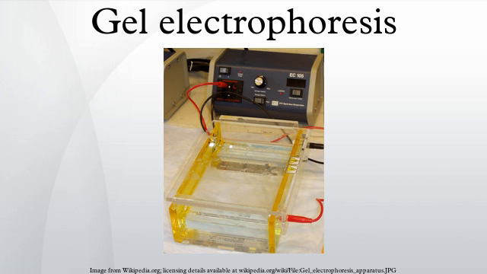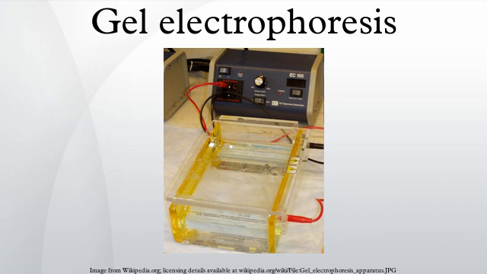Gel electrophoresis is a method for separation and analysis of macromolecules and their fragments, based on their size and charge. It is used in clinical chemistry to separate proteins by charge and/or size, and in biochemistry and molecular biology to separate a mixed population of DNA and RNA fragments by length, to estimate the size of DNA and RNA fragments, or to separate proteins by charge.